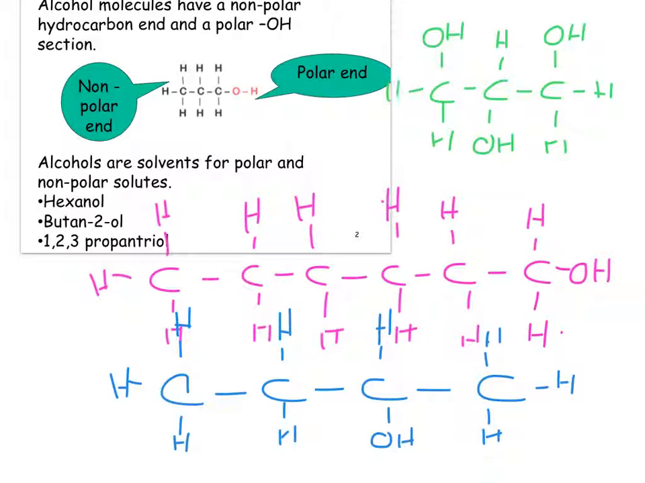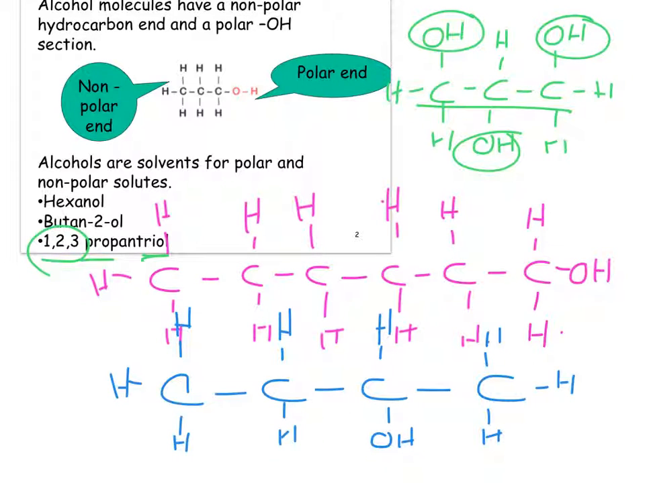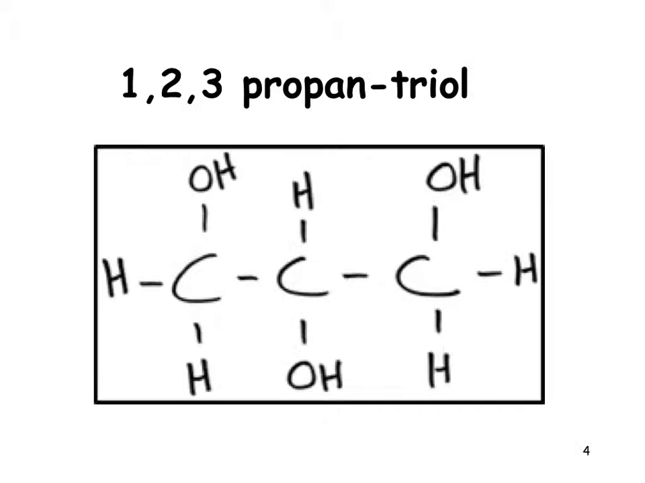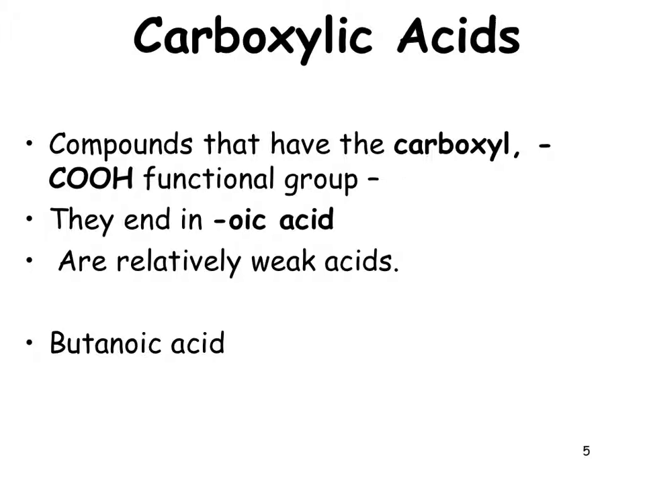So there's 3 OH groups on propane-triol, 1, 2, 3 of the alcohol group, and where are they? On number 1, 2, and 3. If I were to have to draw out or name butan-2-ol, here it is, and here's your propan-1,2,3-triol. Compounds that have the carboxyl COOH functional group are called carboxylic acids, and they end in anoic acid. They are relatively weak acids.